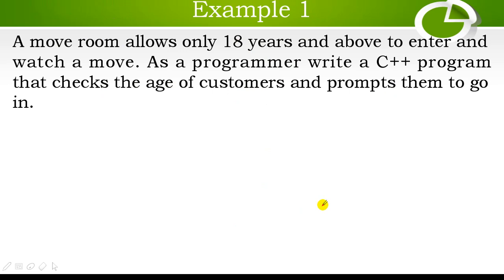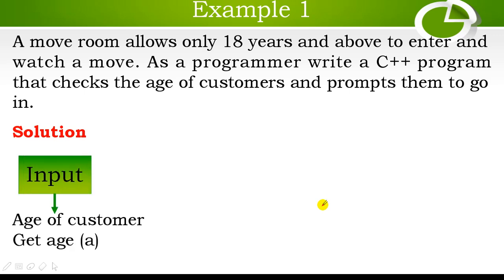So let's see an example. A movie room allows only 18 years and above to enter and watch a movie. As a programmer, write a C++ program that checks the age of customers and prompts them to go in. So we're looking at the solution. If you remember, I've always been telling you that to solve a problem, try to break the problem into input, processing, and output. So here, the input will be the age of a customer. We are representing it by A.